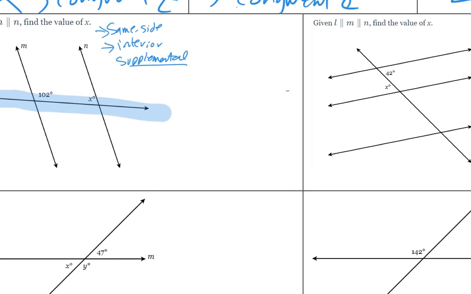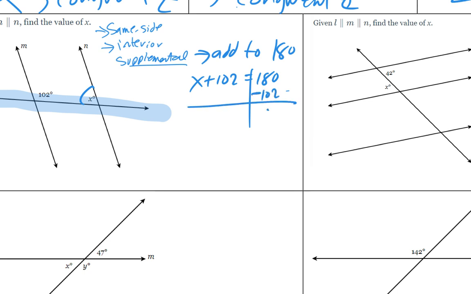All right, so if they're supplemental, that means they add to 180, right? So let's just say that this angle, which was x, we're trying to figure out what that is, plus this one equals 180, right? So we can say x plus 102 equals 180, right? Well, what would we do? We'd subtract 102, and that would give us 78 degrees, right? Because if we're solving, we'd subtract that 102 over there. So hopefully that's making a little bit more sense from our solving. That's basically what we're doing, right? So x equals 78 degrees.